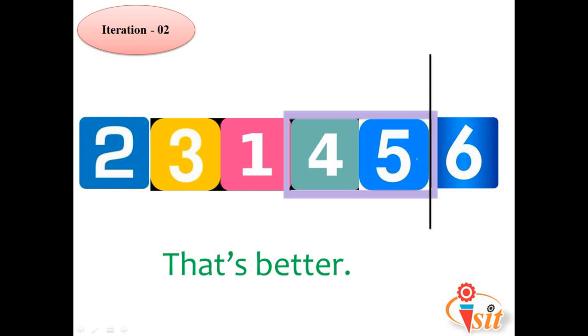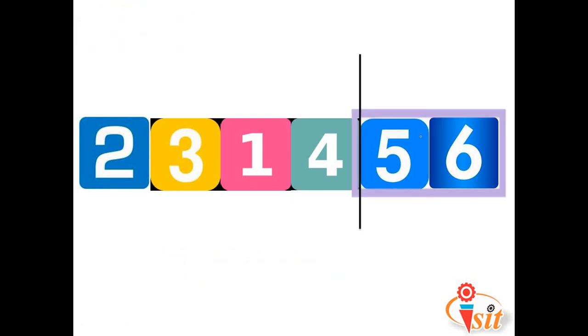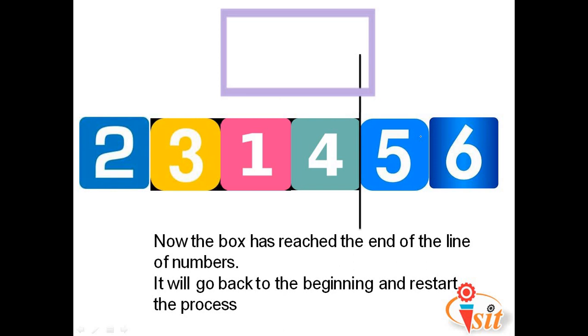Again we got one more largest element, that is the second largest element in the list, that is a 5 and 6. So 5 and 6 both are in sorted order and the remaining elements are 2, 3, 1 and 4. Now the box has reached the end of the line of numbers. It will go back to the beginning and restart the process.